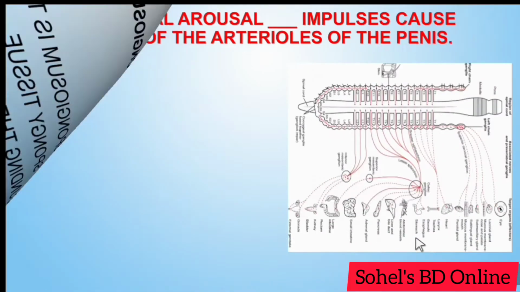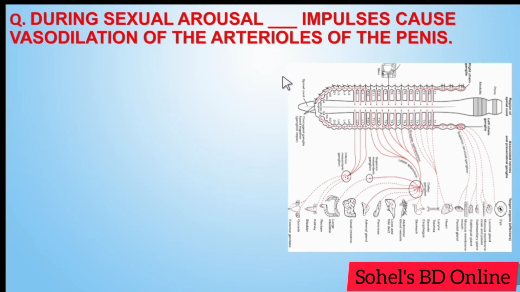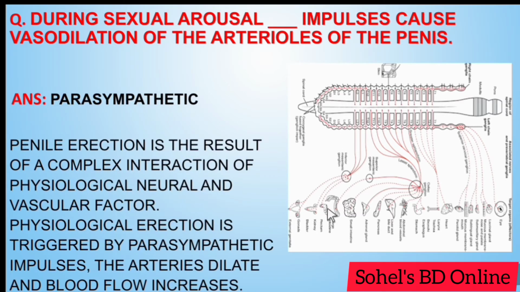Next, during sexual arousal, dash impulses cause vasodilation of the arterioles of the penis. Answer: parasympathetic. Penile erection is the result of a complex interaction of physiological, neural and vascular factors. Erection is triggered by parasympathetic impulses. The arteries dilate and blood flow increases.